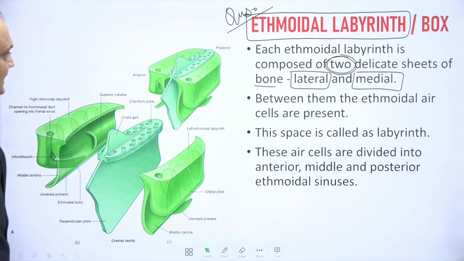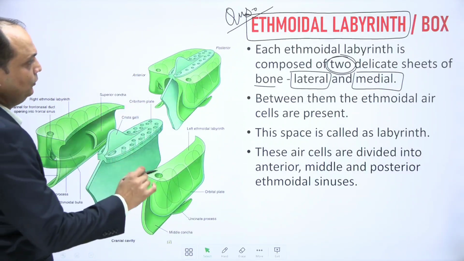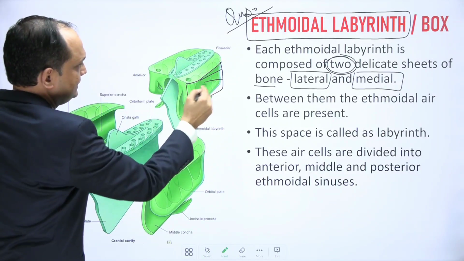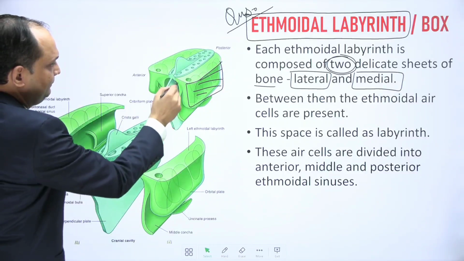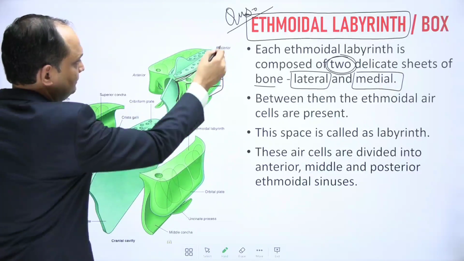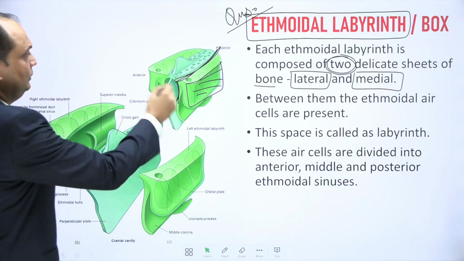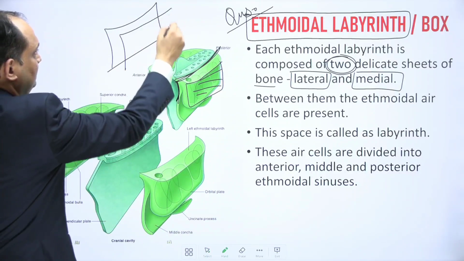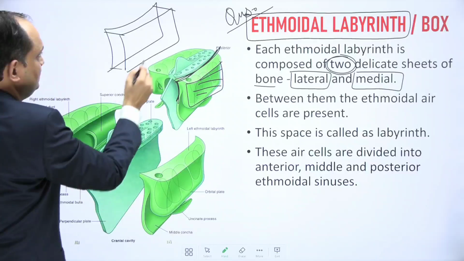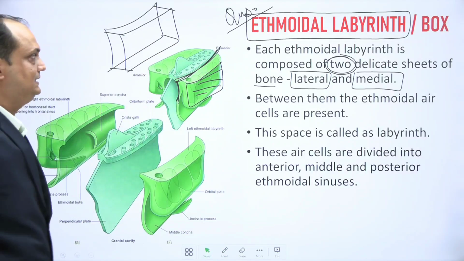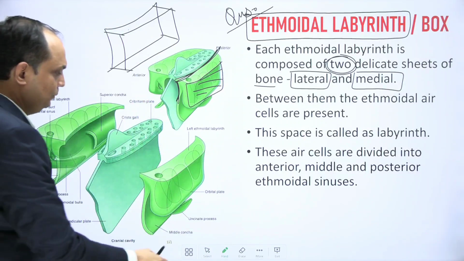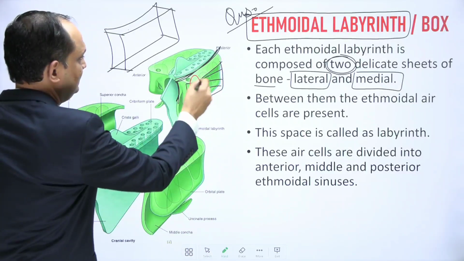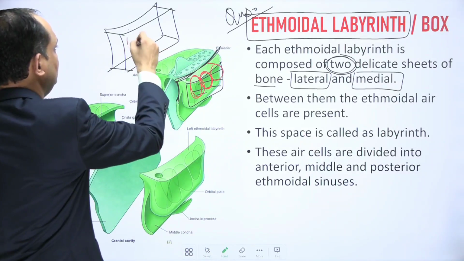Now here in this diagram you can see that there are two plates. The plate which is visible on this surface is the lateral plate, and the plate which is coming here will become the medial plate. So this is the medial plate, suppose, and here is the lateral plate. Now if you make a box by joining these two plates, what you will realize is that the gap between the two plates is filled by air sinuses. So you can see that the air cells are present between the two plates.